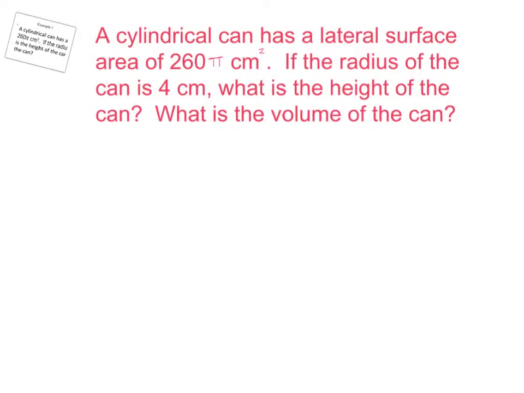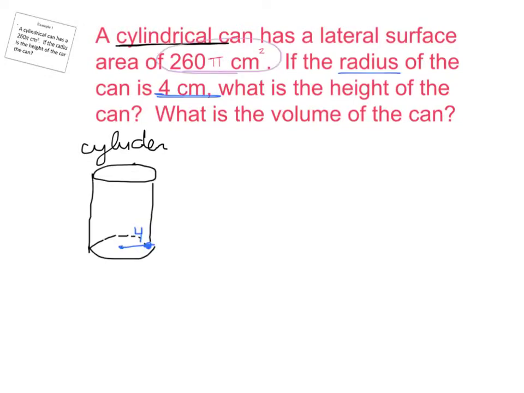Alright, the first thing you should do, as you know, is annotate the question. Cylindrical can, so we have a cylinder, so I'm going to write that. Cylinder. I'm going to draw it. And I put in some annotations for the question. This is giving me the lateral surface area. And as I can note here, I'm dealing with a cylinder, so my lateral surface area is this.